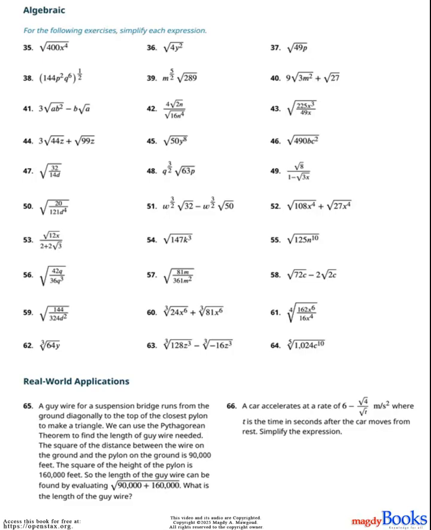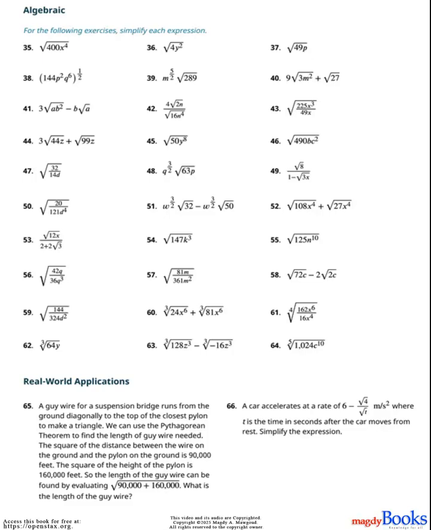44. 3 square root of 44z plus square root of 99z. 45. Square root of 50y to the power of 8. 46. Square root of 490bc squared. 47. Square root of 32 over 14d. 48. q to the power of 3 over 2 square root of 63p.